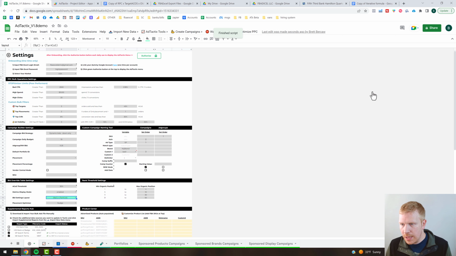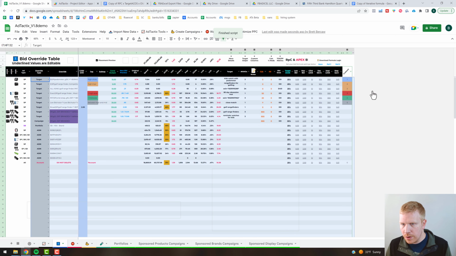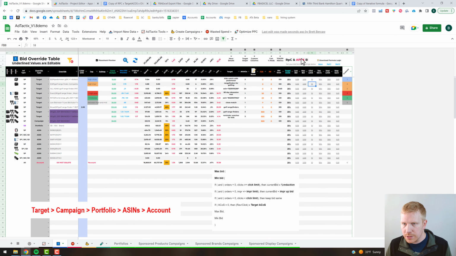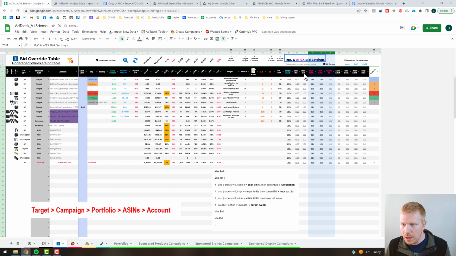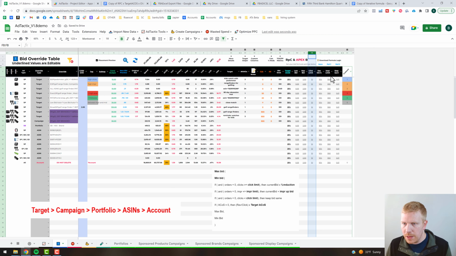All right, and all it has done here is hide a couple fields. Actually, this is cut off a little bit, but you can see it hid a couple fields here in red that were just for the Apex formula. The other ones that are left over get used in the revenue per click times target ACoS.